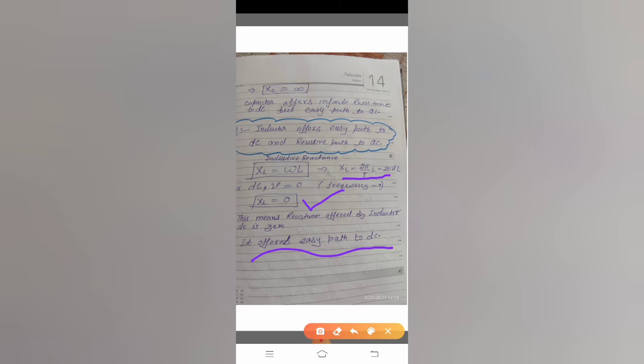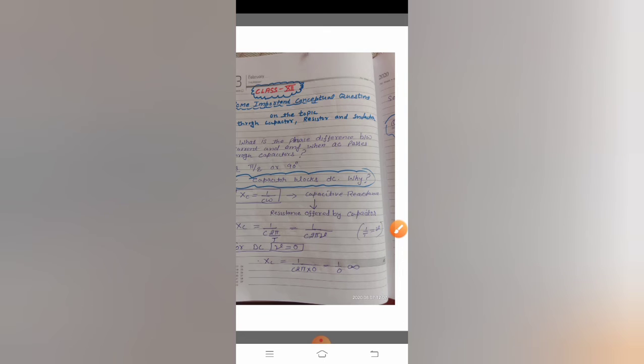What is the obstruction here? Here XL is your resistance. Okay, so XL is 0, that means it offers an easy path to DC. So these were a few conceptual questions. Especially they ask this question in exams, that why does a capacitor block DC. So it is very important, a 3 marks question. You have to write only these 2-3 lines.